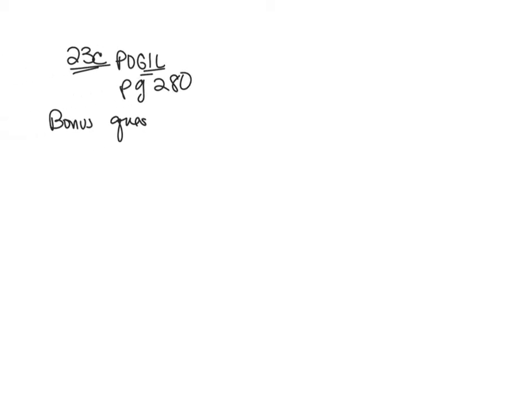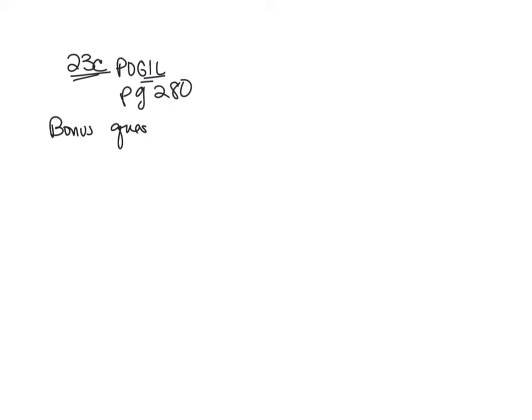We're doing 23C. This is your last POGL activity, folks, for your whole book, okay? So let's do it, 280. Today I will give you a bonus question to work because you had the Claisen. And then we're just going to do Model 1, the Claisen.